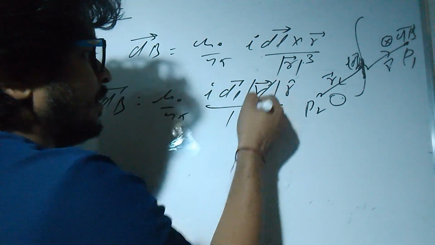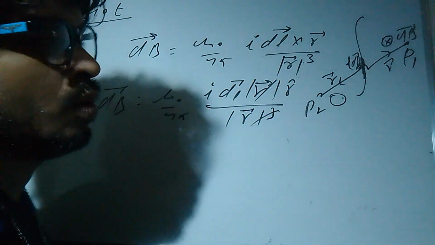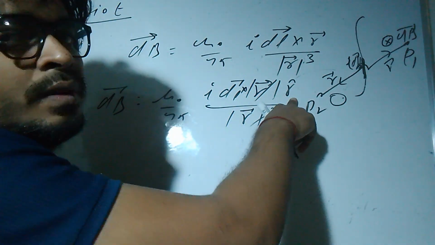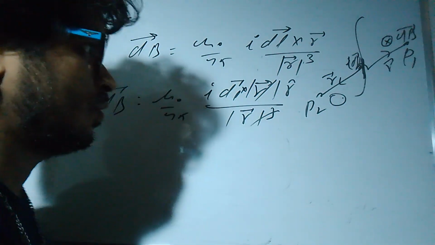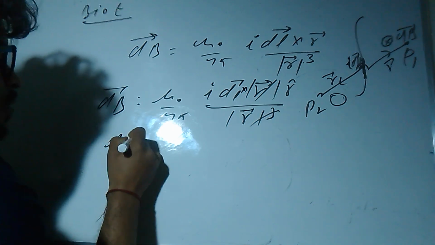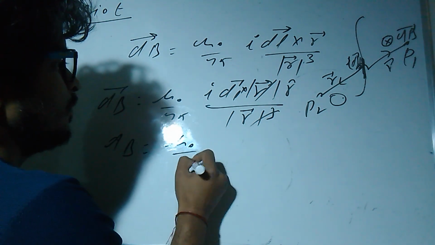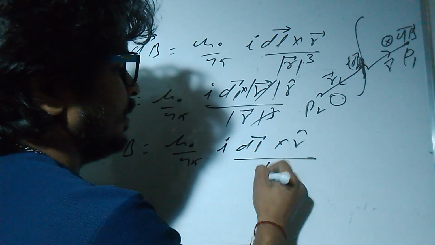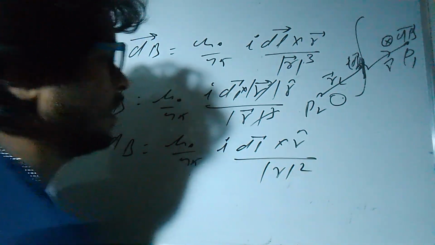So here one magnitude is going to cancel out. When you are writing in terms of unit vector, automatically it will come as r square, which is the original format. So what is this? Mu naught by 4 pi, I dl cross the unit vector r cap, divided by r square. I am writing r square directly.